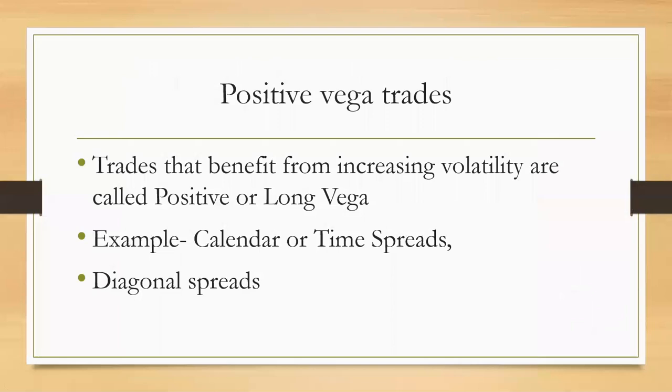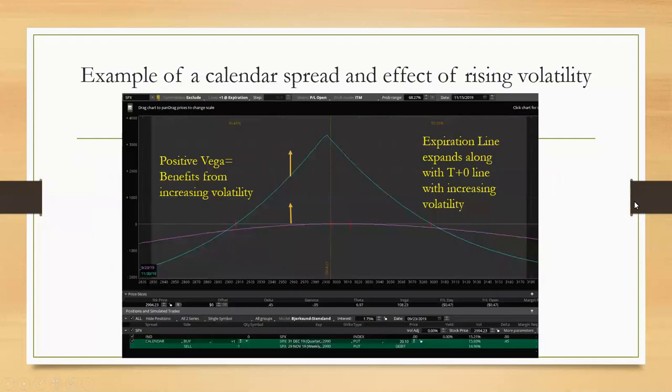So my answer has been to look at positive vega trades. These trades benefit from increasing volatility generally. And these are calendar spreads, or some people call them time spreads. And diagonal spreads have some of the same dynamics as calendar spreads. And so this is a calendar spread, a typical calendar spread.